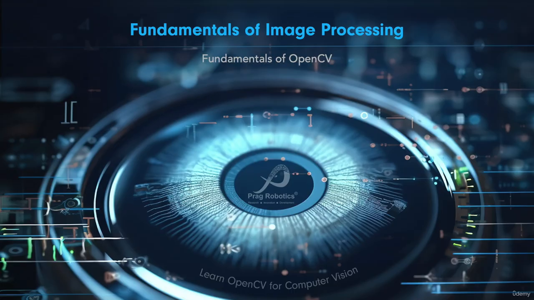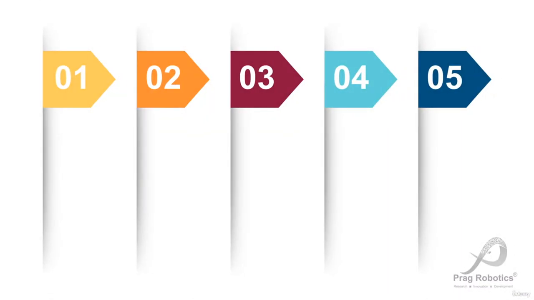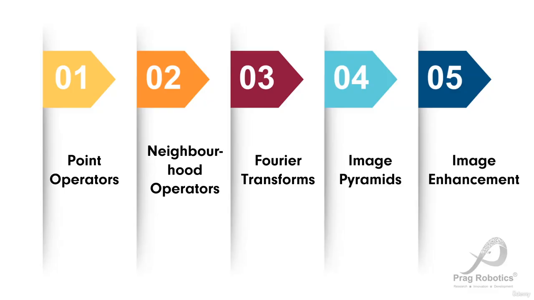Image processing is nothing but performing operations on an image to get useful information. The key processes it uses are point operators, neighborhood operators, Fourier transform, image pyramid, and last, image enhancement. Now, let us have a look into what happens in a few of these processes.